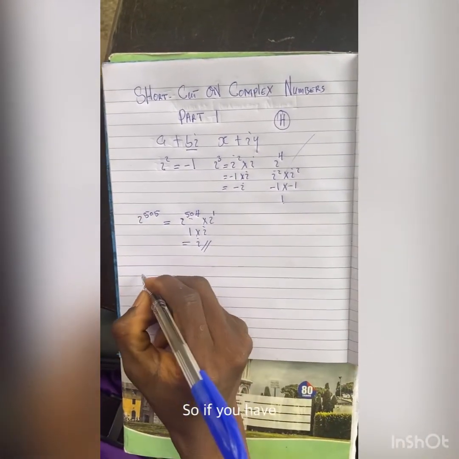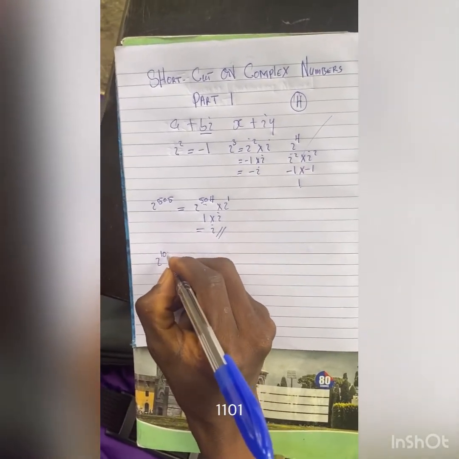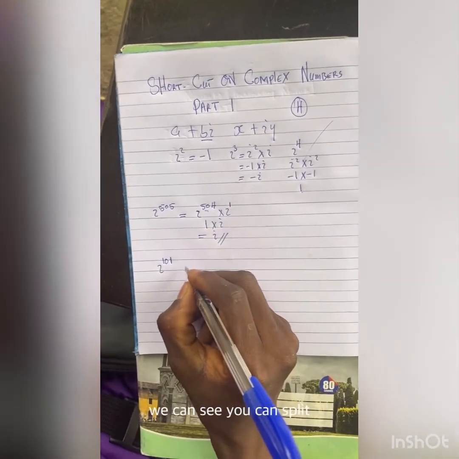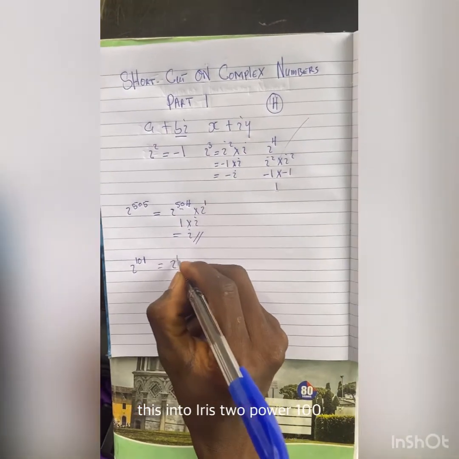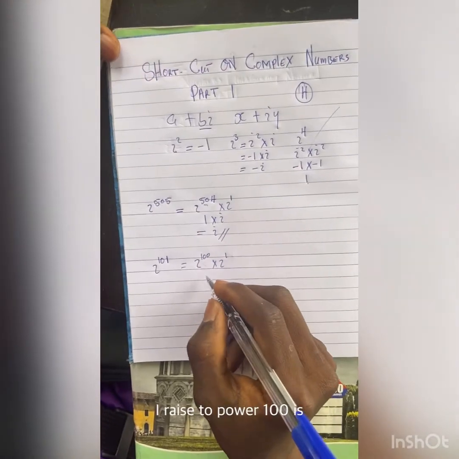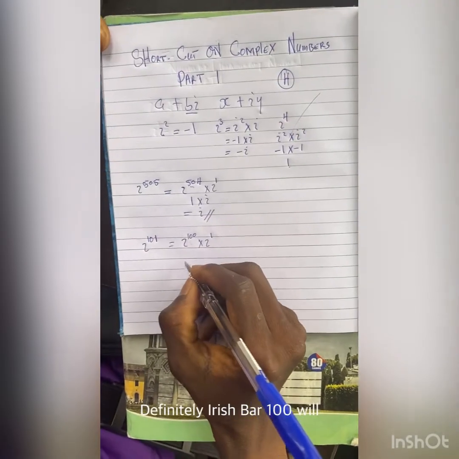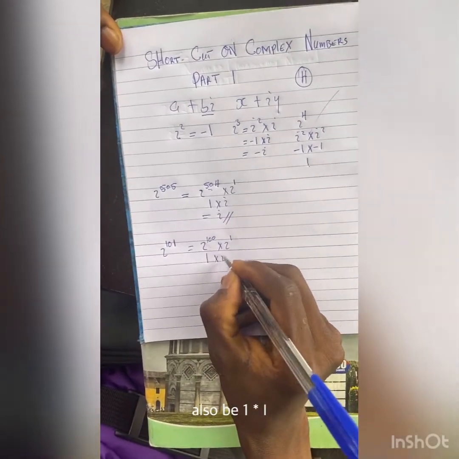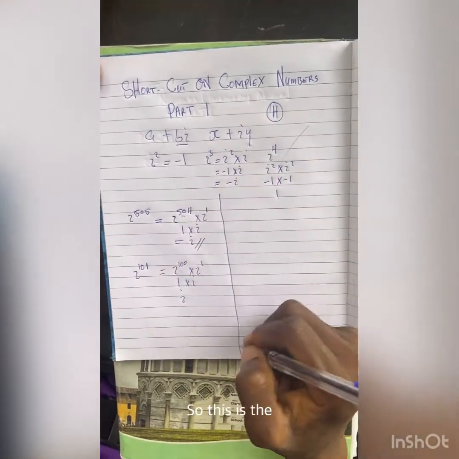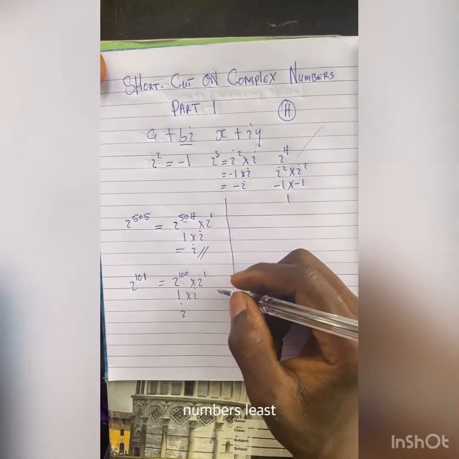So if you have i raised to power 101, you can split this into i raised to power 100 multiplied by i raised to power 1. Since 100 is divisible by 4 without a remainder, definitely i raised to power 100 will be 1, times i. So this will give you what? i. So this is the shortcut for imaginary numbers when you have imaginary numbers raised to the power of large numbers.